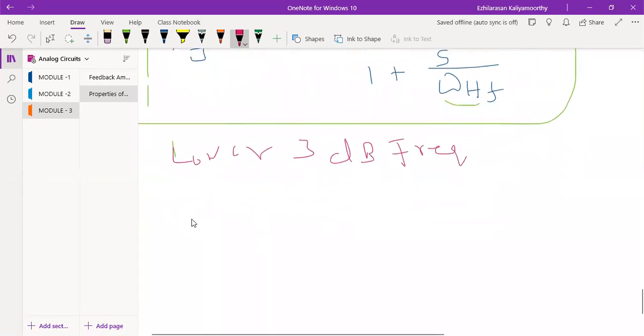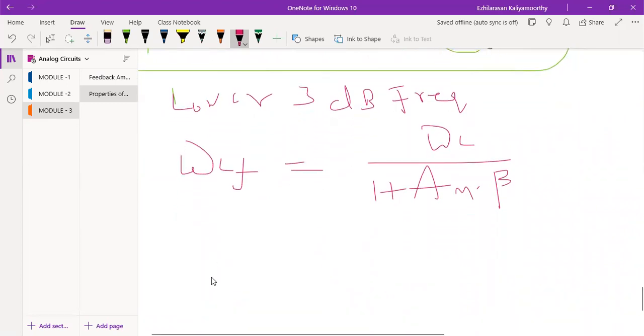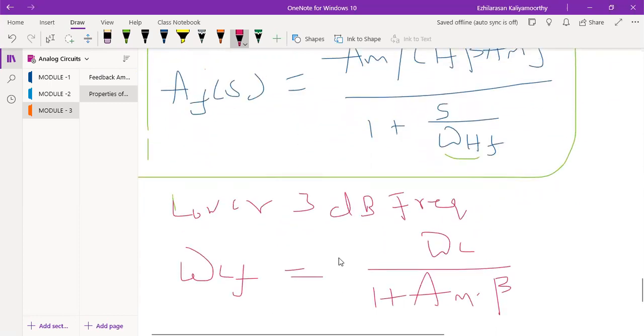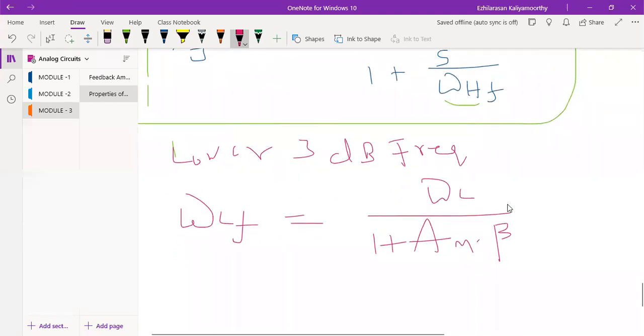Omega L, so F is equal to omega L divided by 1 plus AM into beta. So this is nothing but the lower 3 dB frequency. Now from this we can say about the amplifier bandwidth. The amplifier bandwidth is increased by the same factor by which its midband gain decreased, so maintaining the gain bandwidth product at a constant value.